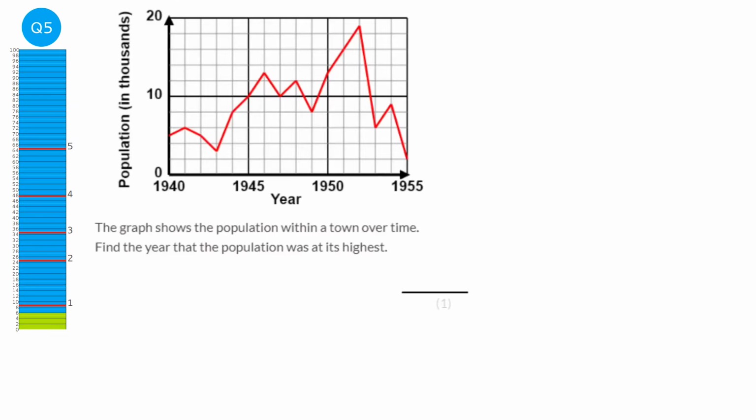So what we need to do is find out where the graph is at its highest. And so it's highest here. And so if we go down from there, we find out what year it is. Well, these years seem to be going up in 1s. So that's 1950, 1951, 1952. So the answer would be 1952.